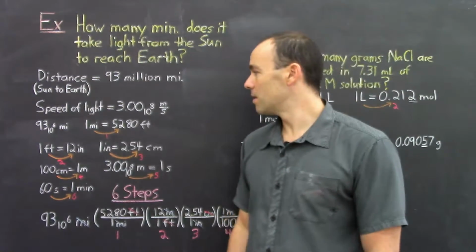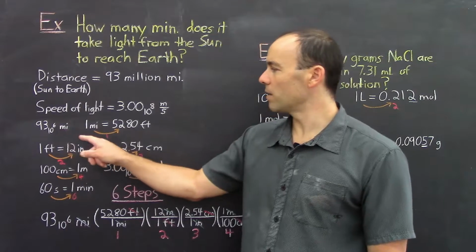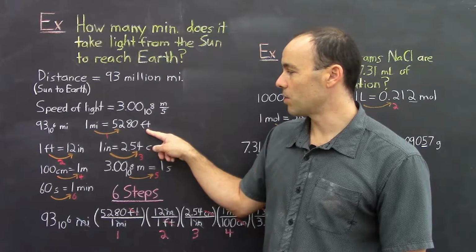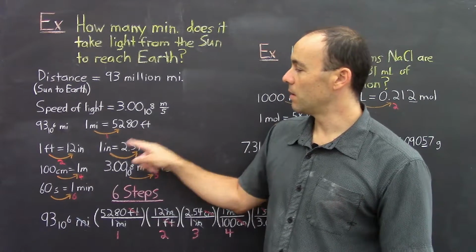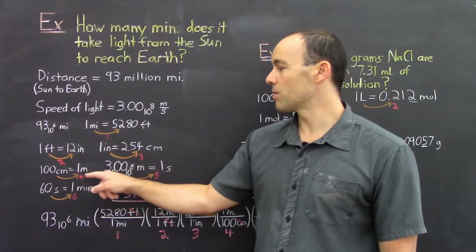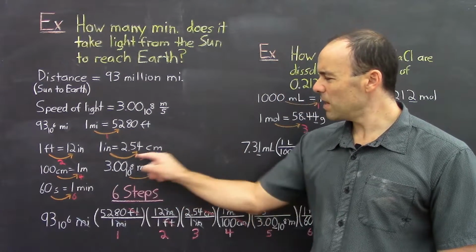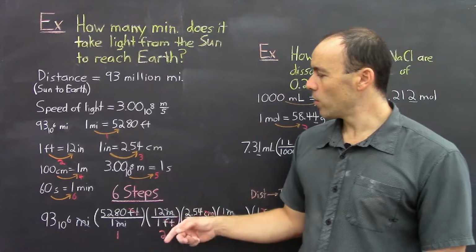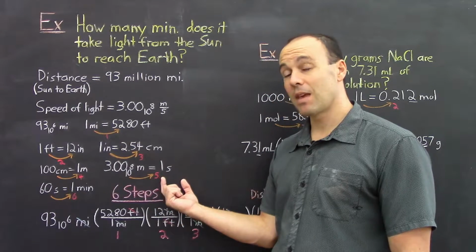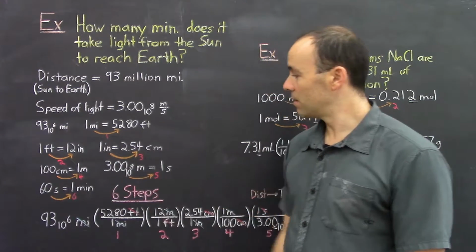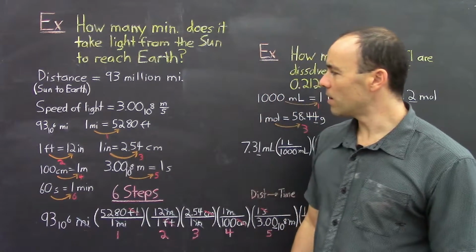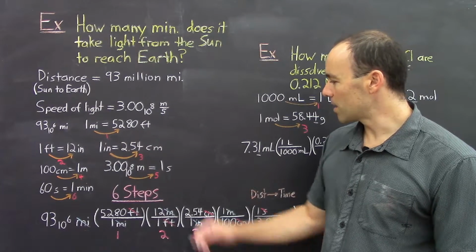Starting with distance, 93 times 10 to the 6th miles, we can convert that distance to feet using the following relation. 1 mile is 5,280 feet. Then we can convert feet to inches, inches to centimeters, centimeters to meters. Then using the speed of light, we can convert meters to seconds. When you're talking about light, 3.00 times 10 to the 8th meters is the same thing as 1 second. Then finally we can get from seconds to minutes. So stringing all of these relations together, we see it'll take 6 steps.